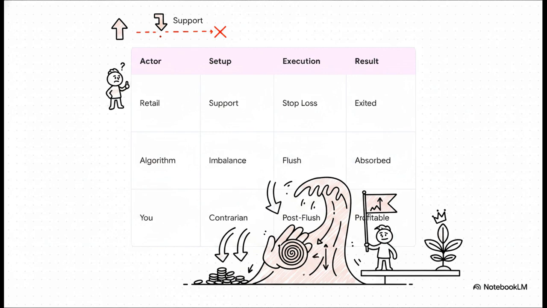This spells it out perfectly. The retail trader sets up at support, gets inevitably stop-hunted, and is forcefully exited. The algorithm sees that imbalance, flushes the liquidity, and eagerly absorbs those orders. But you take the contrarian setup post-flush. You become profitable by siding with the smart money that's actively absorbing the panic.